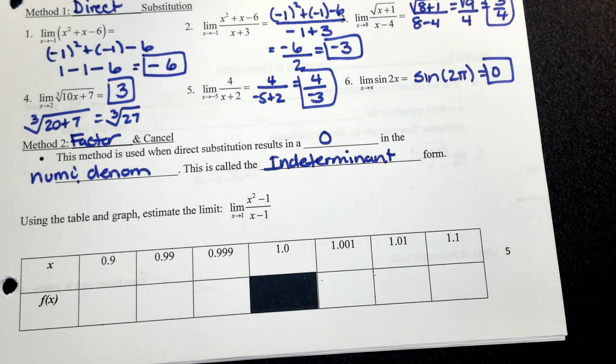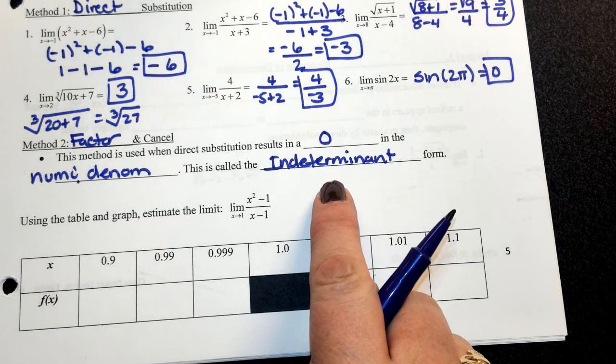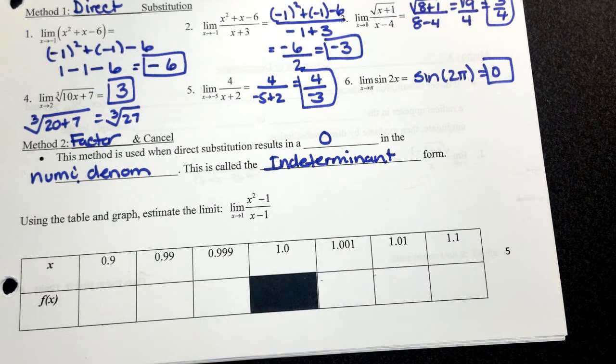So let's suppose you try direct substitution and you end up with 0 over 0. That doesn't mean the limit does not exist. That's what we call the indeterminate form. That means that basically you don't have enough information to talk about the limit. So that's where you're going to have to try one of these other algebraic techniques.